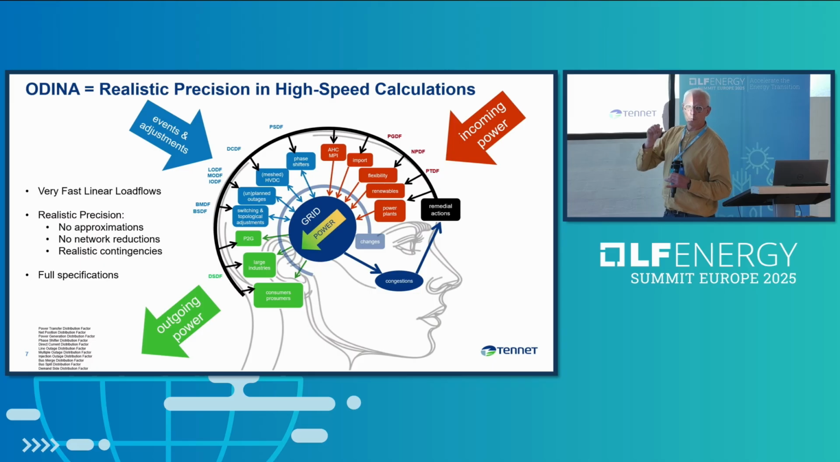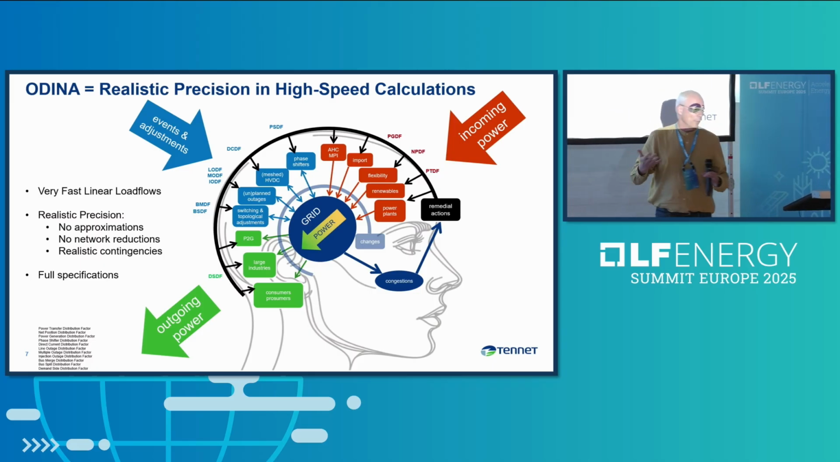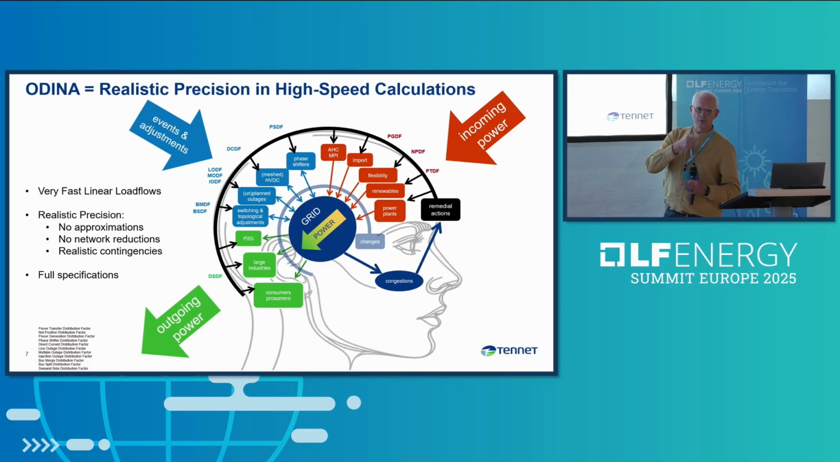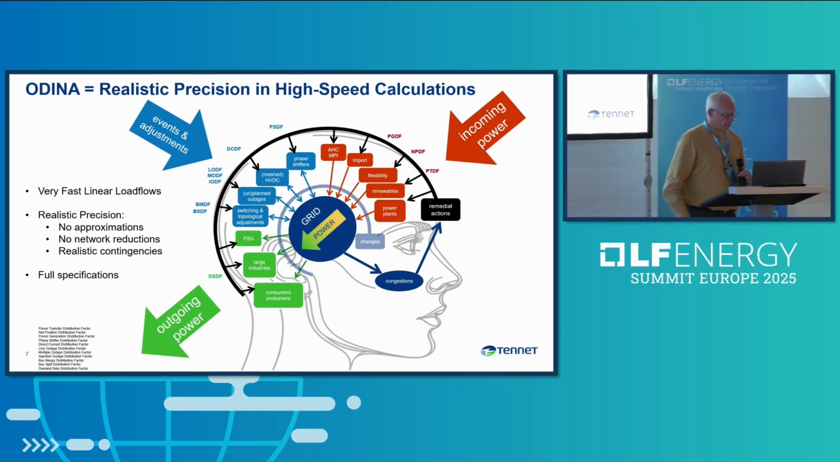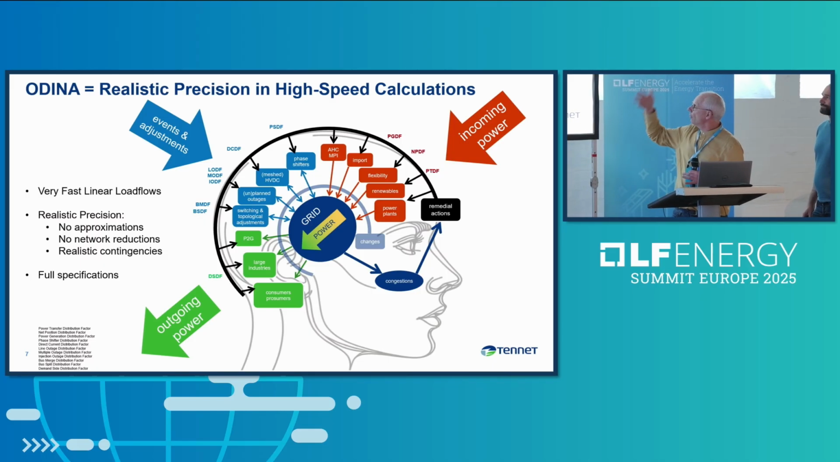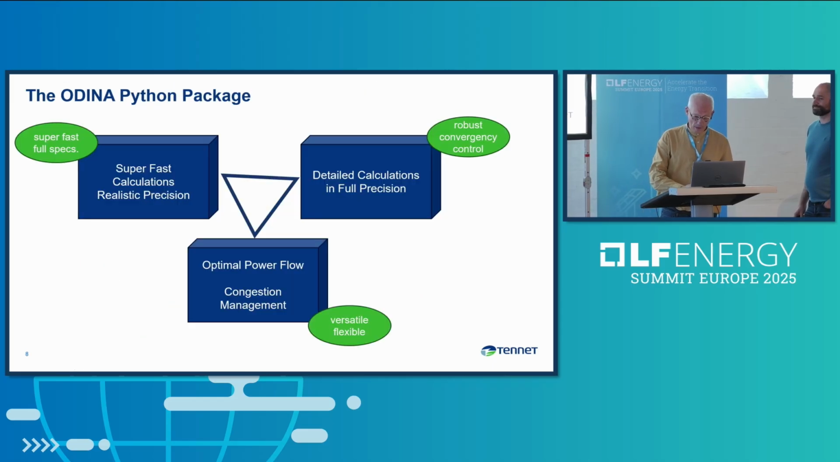That's important, because if we go to operators and managers and want to gain trust, the first decimal doesn't give them the trust that the results are correct. But the 4th decimal does. That's why we focused on getting exactly the same results. So that's what we call realistic precision. There are no approximations, no network reductions. We have realistic contingencies, and the results are exactly the same as what you would get from PowerFactory or any other off-the-shelf software. And we have full specifications because we cover any change in the network model.